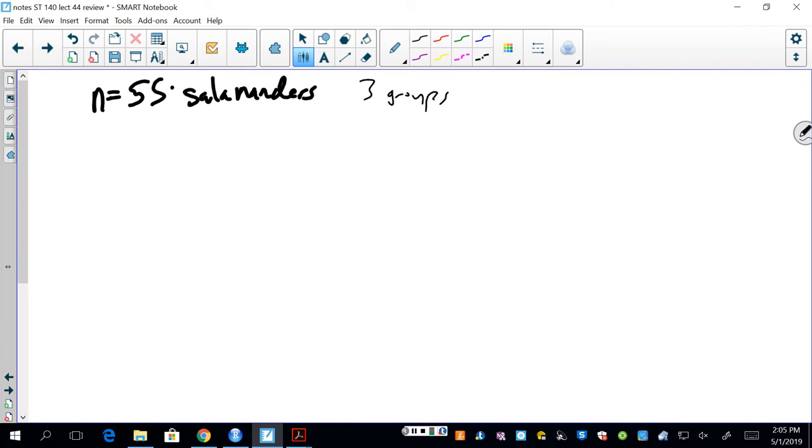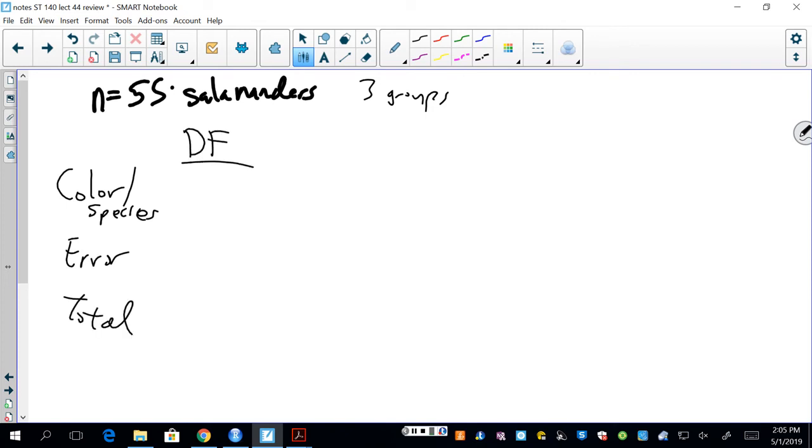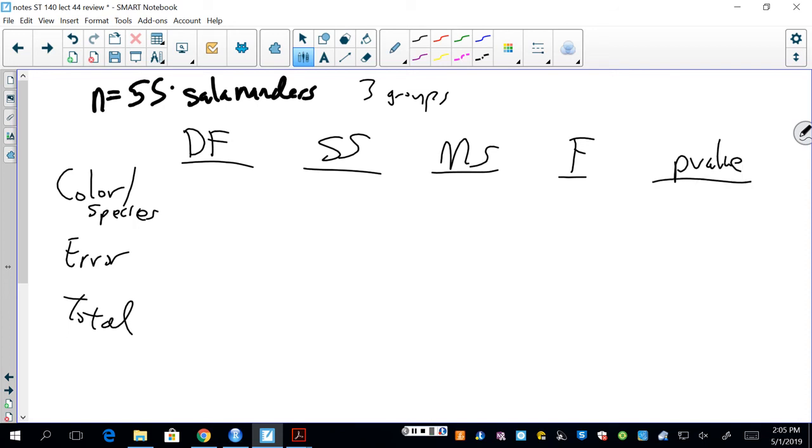So when you're looking at the ANOVA table, there'll be the color or species that's in there. There's an error or a residual, and total. There's a degrees of freedom that goes there, and then the sum of squares and a mean square and F and a p-value. Given this information, how do you calculate degrees of freedom? What do we put in that column?